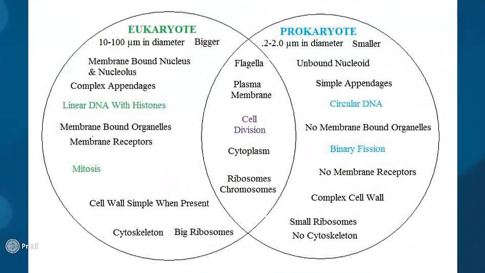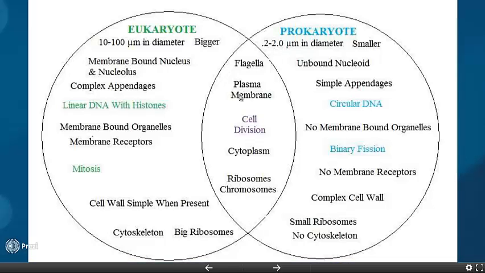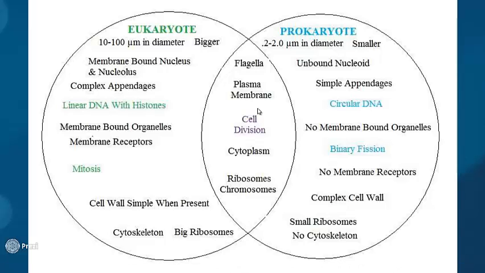Review. The most important differences between eukaryotes and prokaryotes: eukaryotic cells have linear DNA associated with histones, and prokaryotic cells have circular DNA. Reproduction in eukaryotic cells is by mitosis, and in prokaryotic cells by binary fission. What they have in common is the plasma membrane, cell division, cytoplasm, ribosomes, and chromosomes.